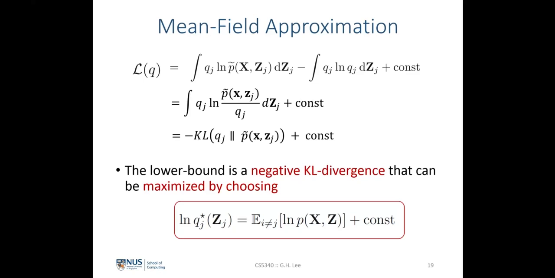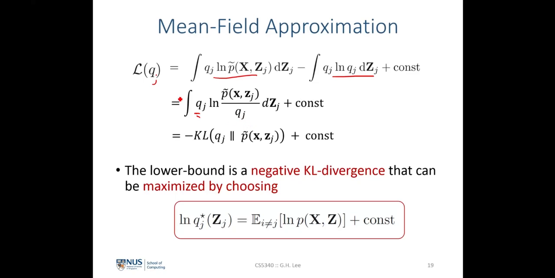Now, substituting this back into the lower bound, which is now a function of q_j, we'll see that these two terms can be merged together since they are both integrals over the same random variable, or the same set of random variables, of z_j. We can simply rewrite this subtraction form. So q_j here we can factorize out, and the subtraction of log p tilde with log q can be rewritten into log of p tilde divided by q_j.